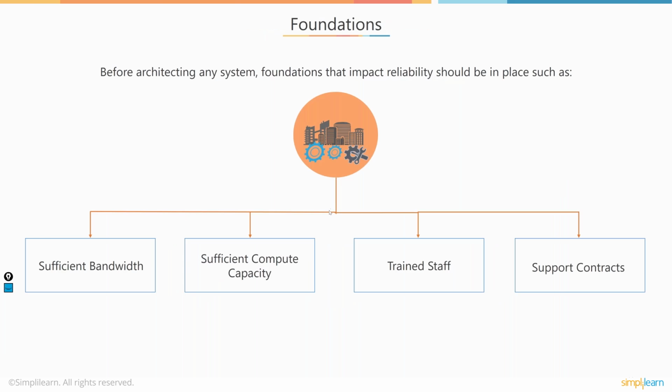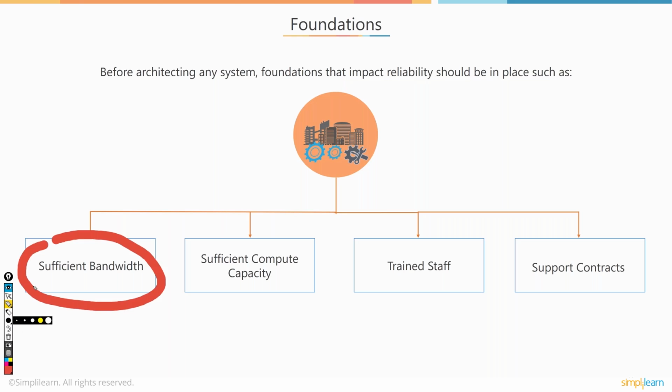Foundations. Before we go on, all the systems foundations that impact how stable and reliable a system is must be in place. So, important things: sufficient bandwidth. That's the important bit.